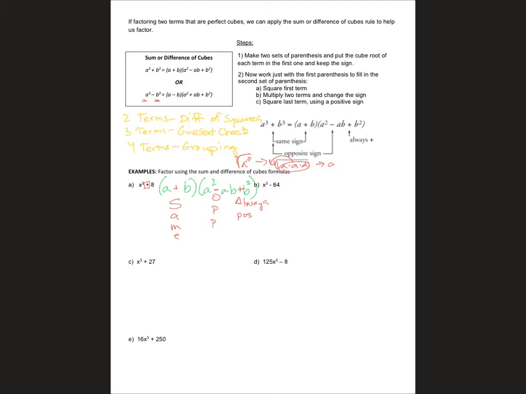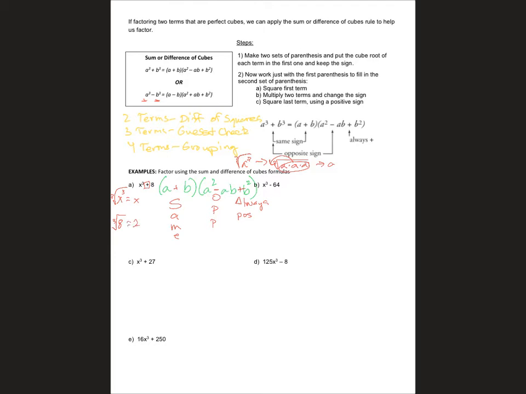Okay, so in this particular example, in example A, I'm going to take the cube root of x to the third, and that will give me my a term. I'm going to take the cube root of 8, which will be my b term. So the cube root of x to the third is x. Cube root of 8 is 2.